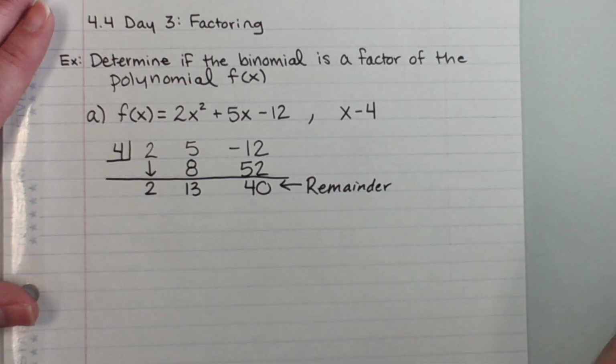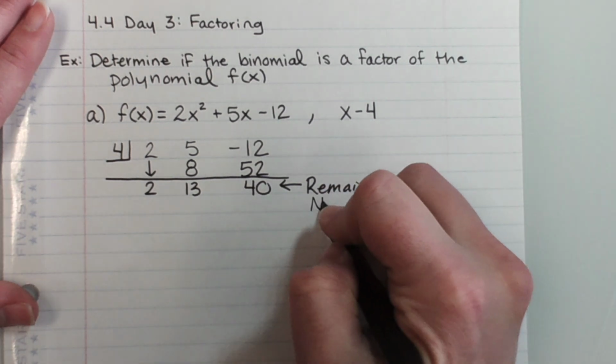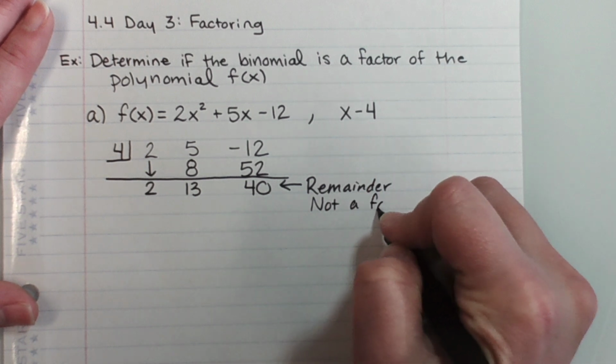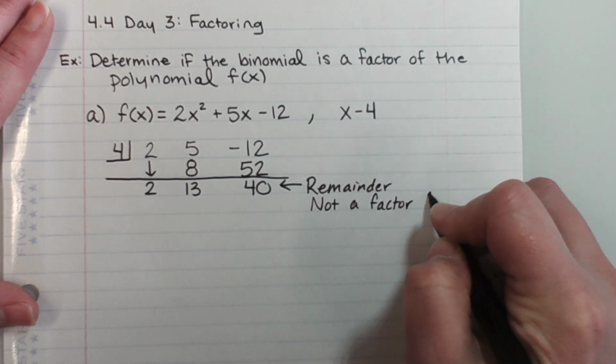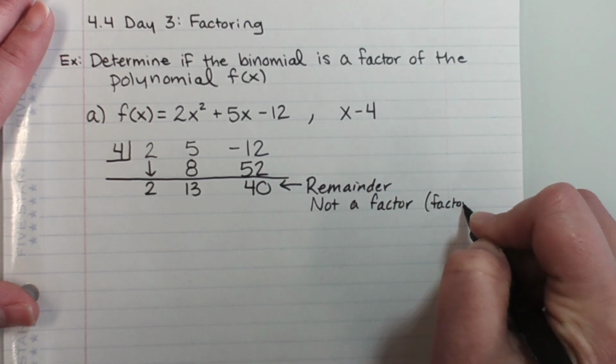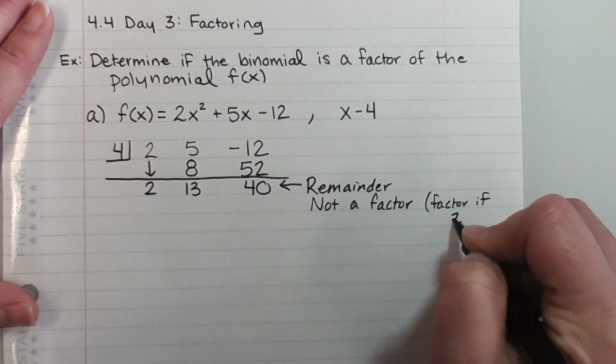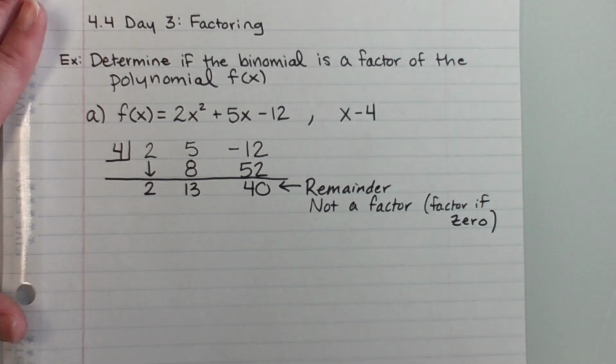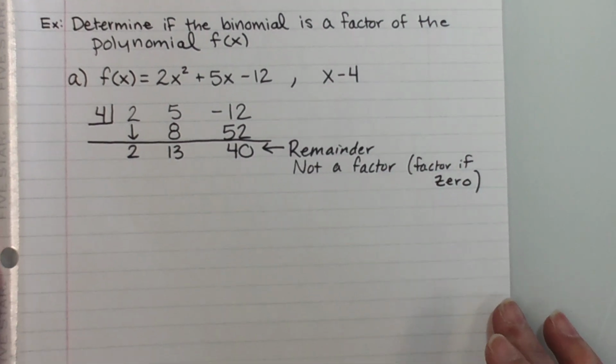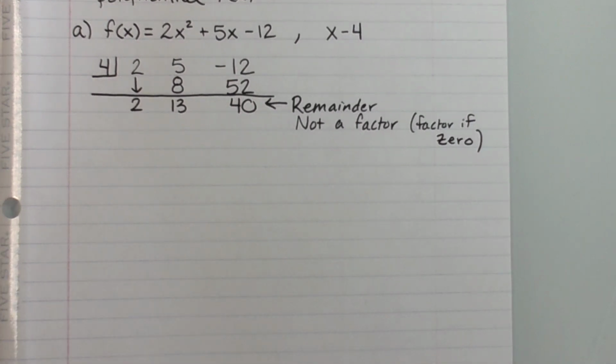If the remainder is 40, is it a binomial, or is it a factor then? No. And a little note to self. It is a factor if it's 0, because we didn't actually write that down.